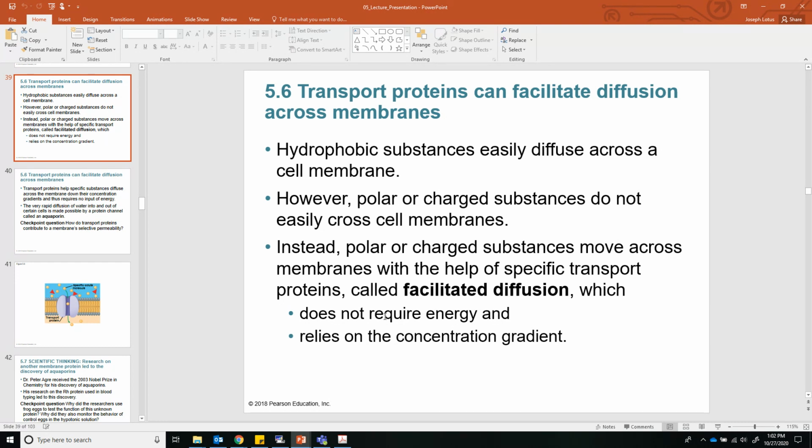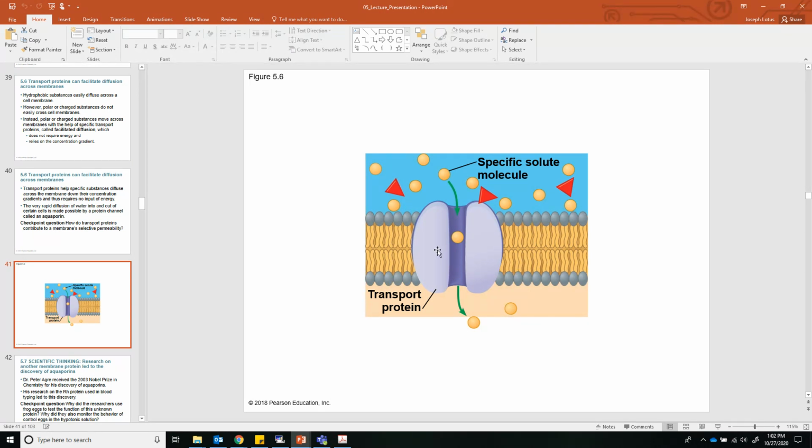So facilitated diffusion does not require energy because the particles are flowing where they want to flow. They are just spreading out, just like normal diffusion. The only difference is they can't go through the membrane by themselves like normal diffusion. They have to go through a transport protein, okay? And that's facilitated diffusion. So this is the transport protein right here, and specific molecules, like for example, this one fits with this transport protein.